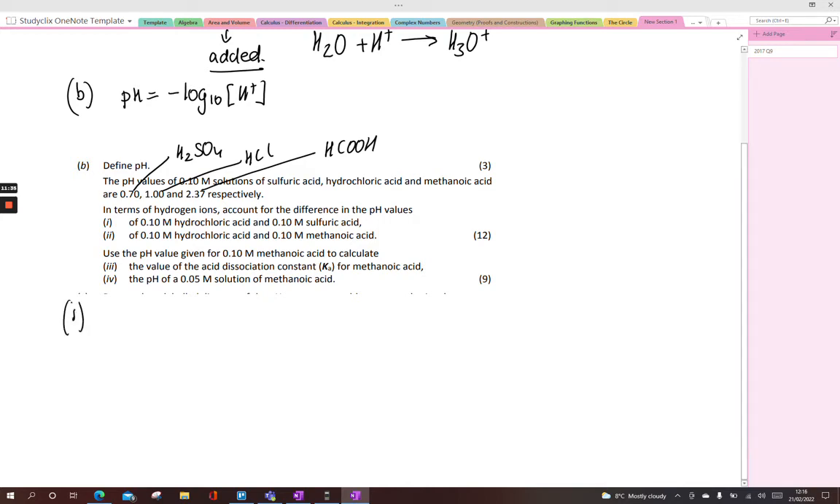So in part 1, in terms of hydrogen ions, account for the difference in 0.1 molar HCl and 0.1 molar sulfuric acid. So hydrochloric acid is a strong acid, it fully dissociates. It dissociates into H plus and Cl minus, so it's in a 1:1:1 ratio. Now here, I have 0.1 molar, so 0.1 molar HCl gives me 0.1 molar hydrogen ions.